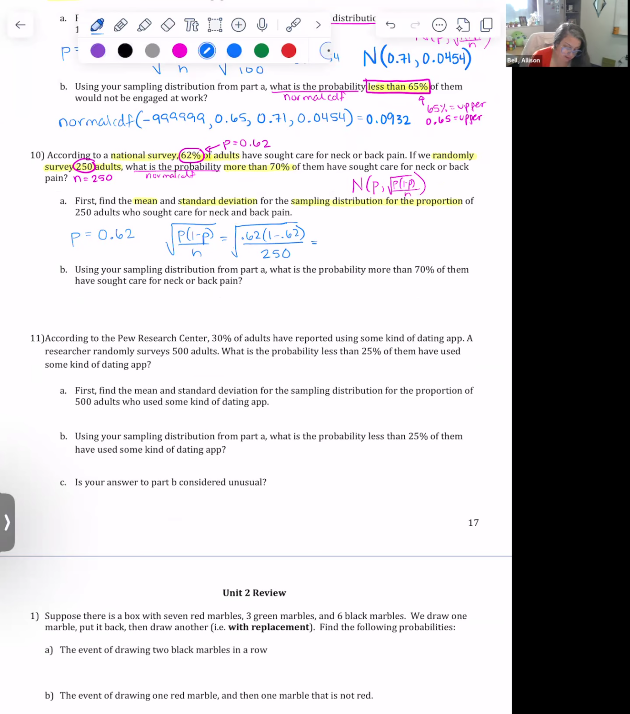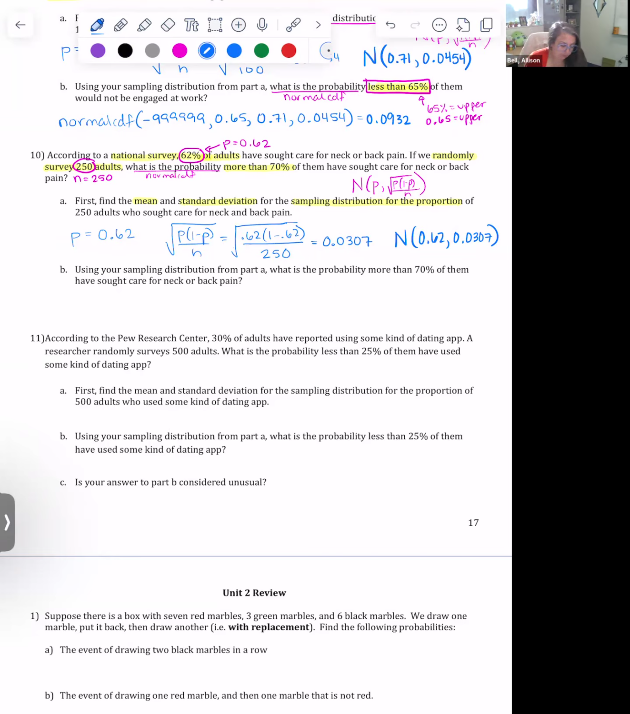But I rounded that to 4 decimal places and got 0.0307. So altogether, this is a normal model where the mean is 0.62 and the standard deviation is 0.0307. So this is our new mean and standard deviation that we can use to be able to solve part B.